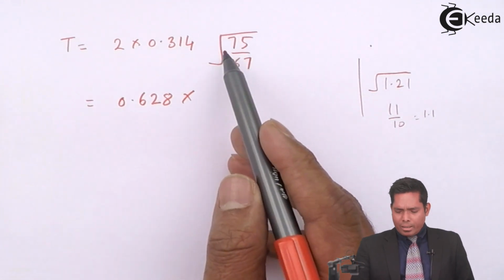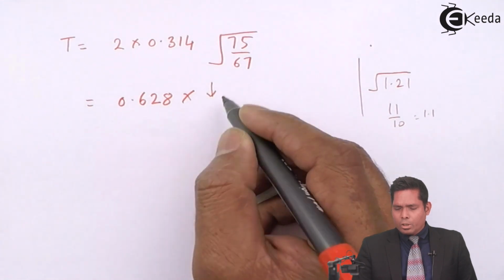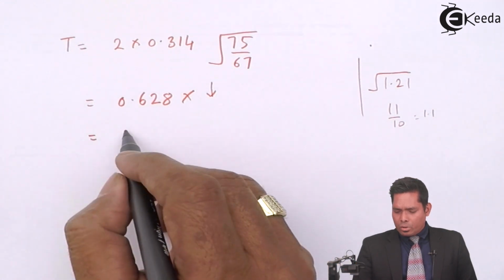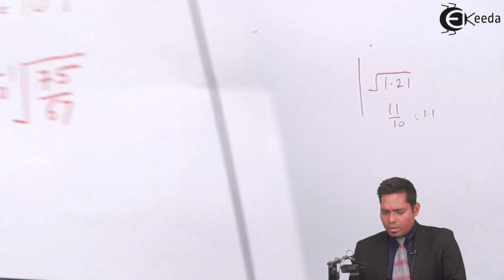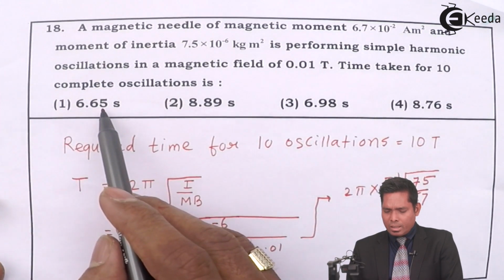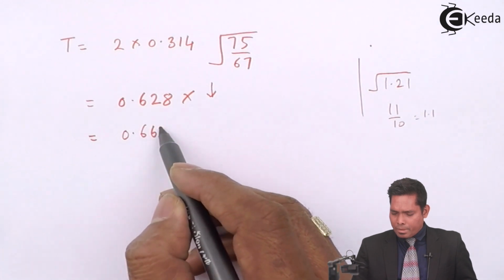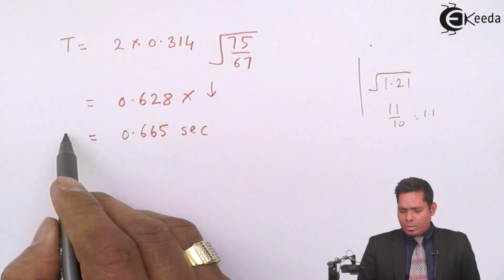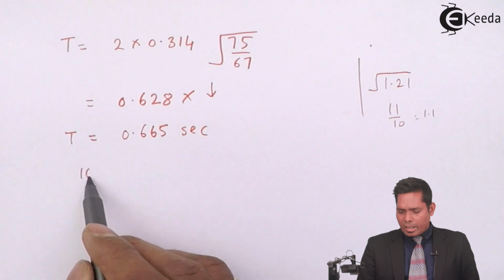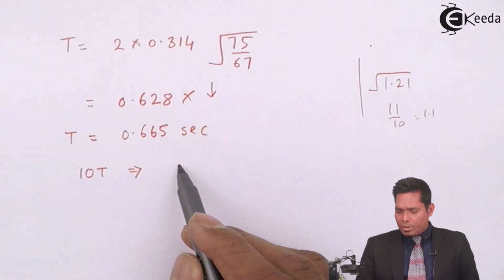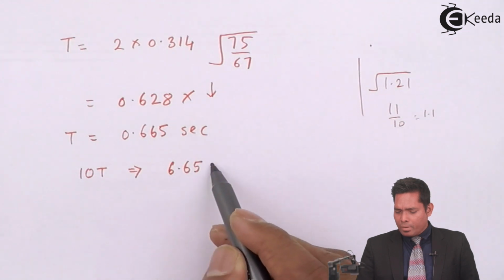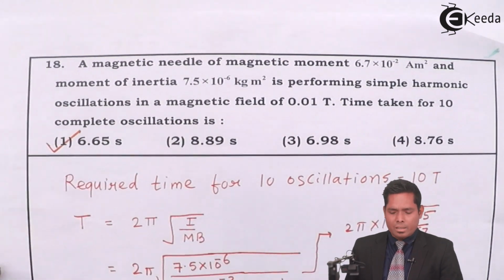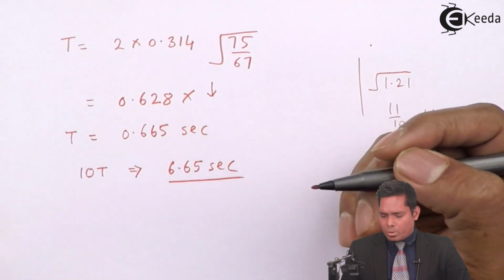If you solve this at home and substitute, you will get nearly 0.665 seconds. This is the value of T. Our required value is 10T. If I multiply that with 10, this will become 6.65 seconds, and therefore 6.65 seconds is option number 1. That is the correct answer. But you have to go for this calculation, and this calculation part you can do at home.